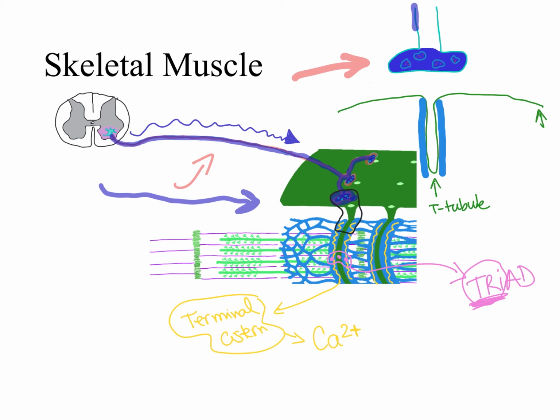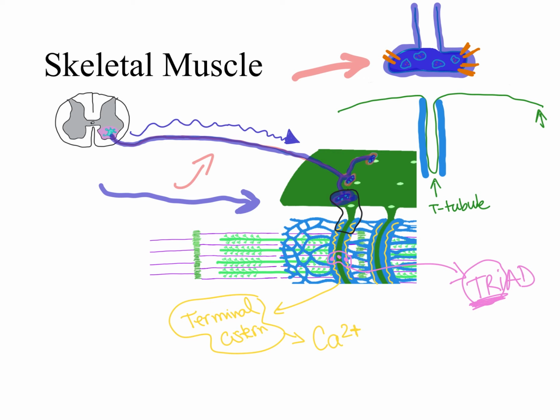And when this electrical signal, this change in voltage, arrives at the terminal button, it causes voltage-gated calcium ion channels to open. Those are calcium channels that open due to a change in voltage, voltage-gated calcium ion channels.